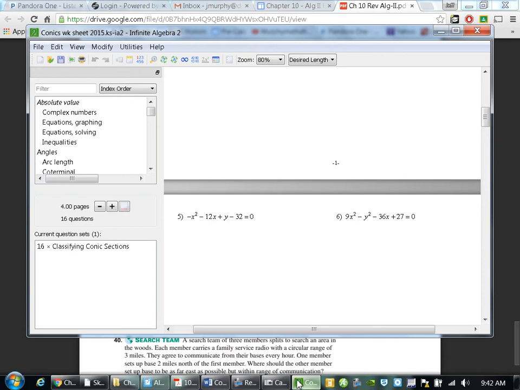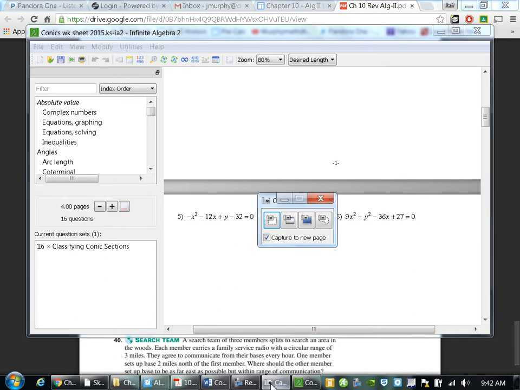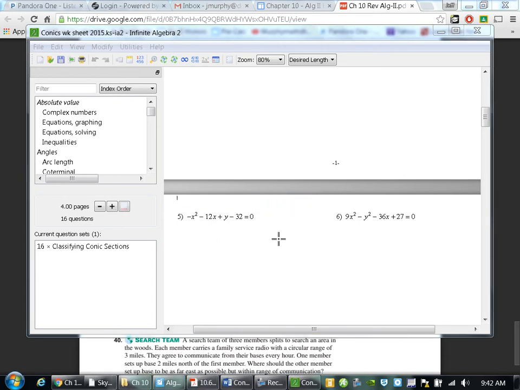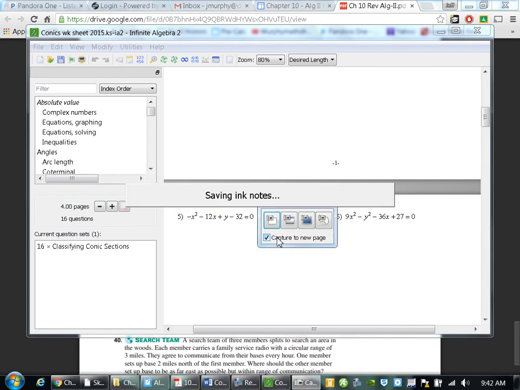Someone kept saying parabola. Which one was the parabola? How do you know which one's a parabola or not? It only has one value that's squared. I was so confused. I was so used to hyperbola. I know.